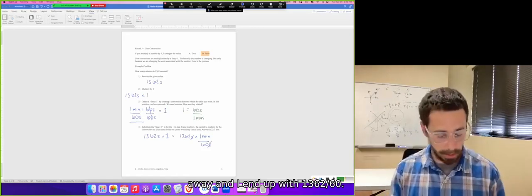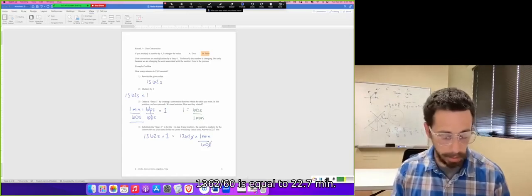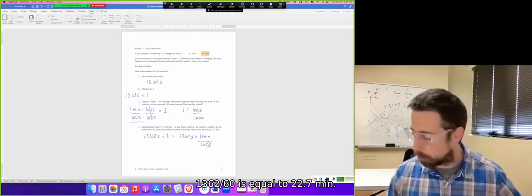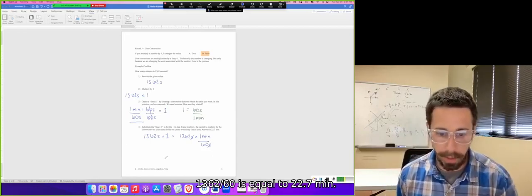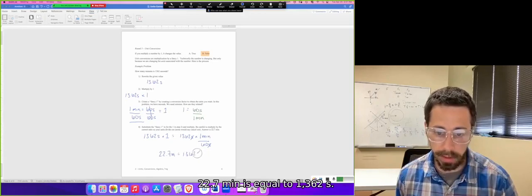1,362 divided by 60, and I'm going to use my nice good old fancy calculator here. 1,362 divided by 60 is equal to 22.7 minutes. So 22.7 minutes is equal to 1,362 seconds. There we go.